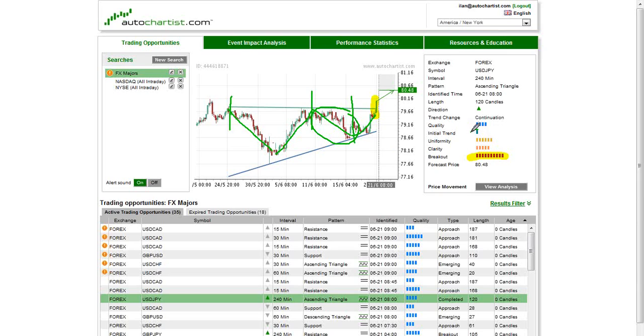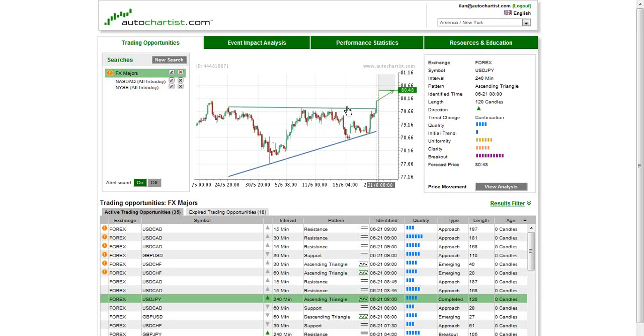And the last quality indicator, the initial trend, tries to understand whether the initial trend prior to formation of the pattern was strong or not. And in this situation, it was a very, very weak initial trend. And so the arithmetic average of all those quality indicators gives you the quality rating.